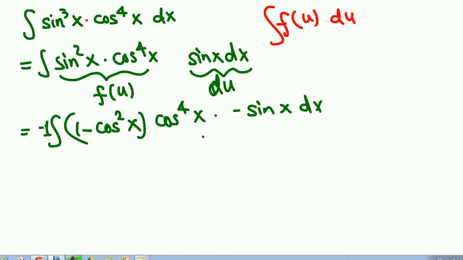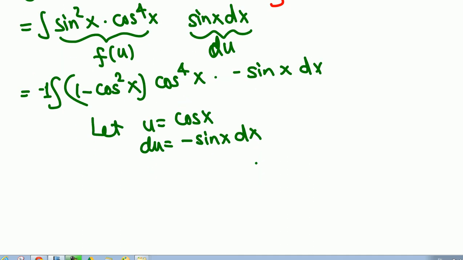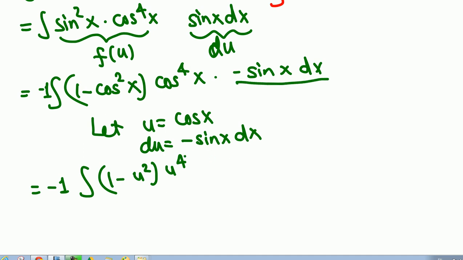Okay, so we let u be cosine, then the derivative of u is negative sine with respect to x, dx. Then this integral becomes negative 1 outside, then 1 minus cosine square, with cosine as u, is 1 minus u square, times u to the fourth, times the remaining negative sine x dx. This thing is du. Now this is a simple calculus 1 problem.